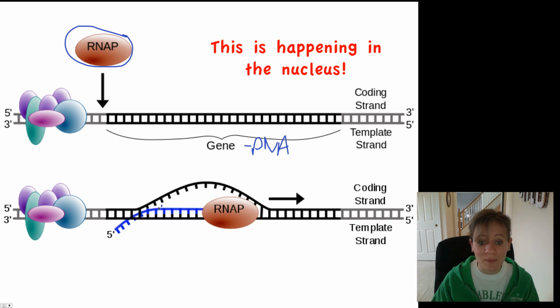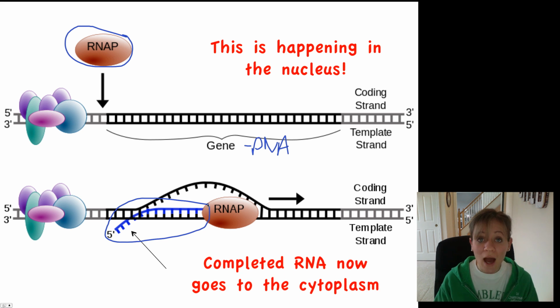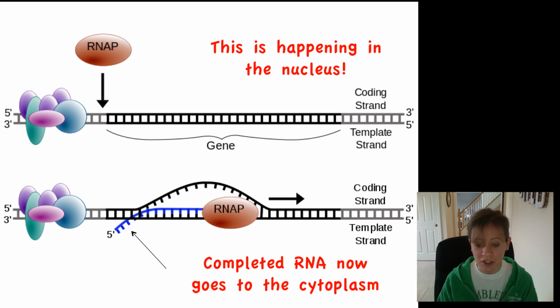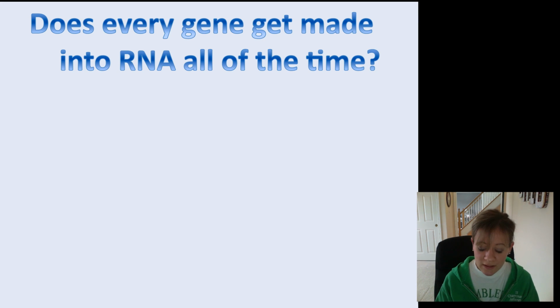So here's how that happens. RNA polymerase unwinds the DNA and it's making this new RNA molecule from that template. So now we have this complete RNA molecule in blue, and now that's going to go to the cytoplasm for the second process, which remember is called translation. Okay, so let's go back to this.